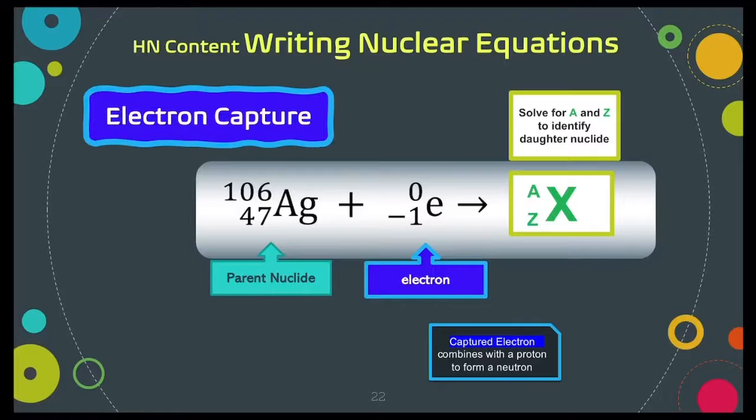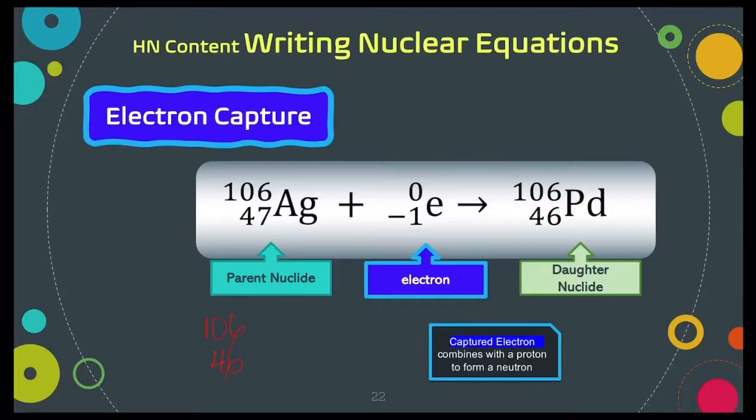So we're going to use these numbers now to solve for the daughter nuclide. So the top number hopefully should be easy to understand. 106 plus 0 is 106. So the mass number is going to be 106. And the bottom number, 47 minus 1, equals 46. So our daughter nuclide, atomic number 46, that would be palladium.